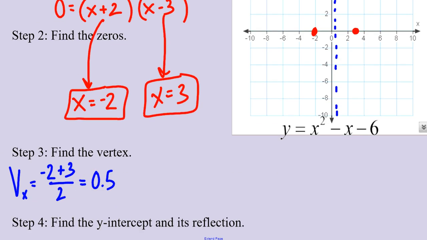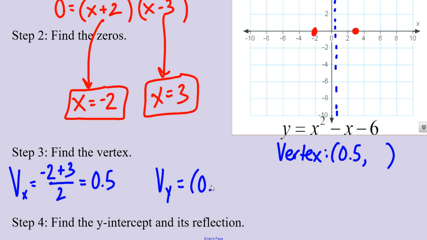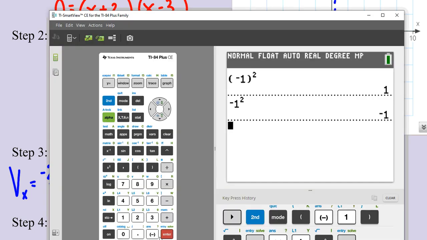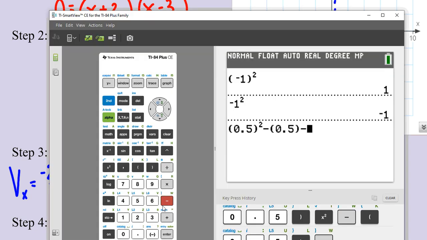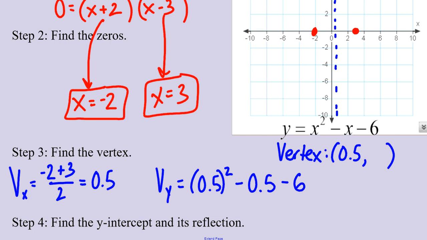If I know the x-coordinate, how do I get the y-coordinate? I put 0.5 for x into the equation. So my vertex's y-coordinate will be 0.5 squared minus 0.5 minus 6. If you've got a calculator handy, you can type that in as you see it. 0.5 squared, subtract 0.5, and then it was minus 6. So subtract 6. I get -6 1/4. Decimals are numbers too. So -6.25.